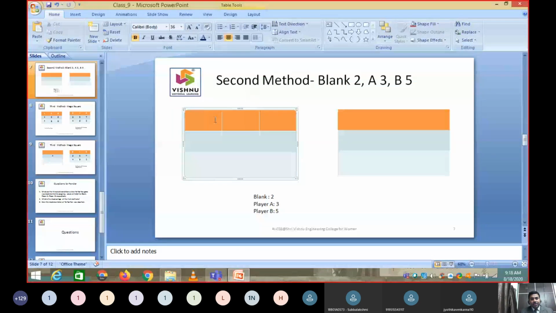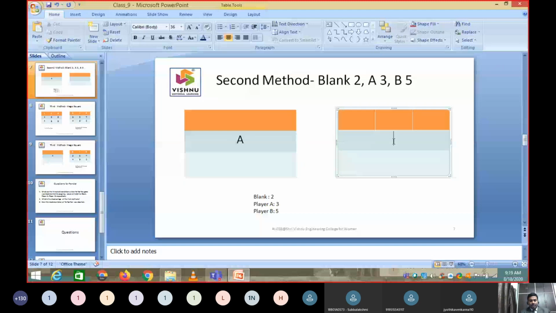The second method is, can you change the values of blank A and B? In the first method also, you are only talking about values of A and B and blank. In the second method also, what we have done is we have changed the values of the blank, A and B. So obviously, just assume that A has started playing the game like this. The value that has to be kept here is 3.